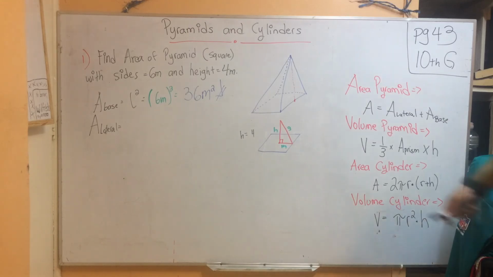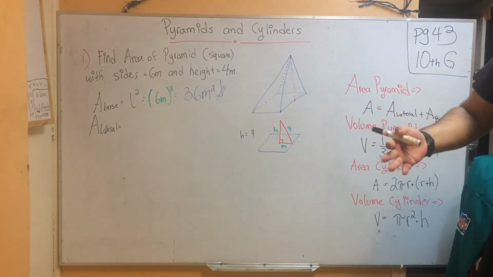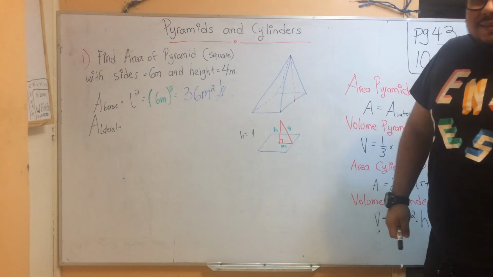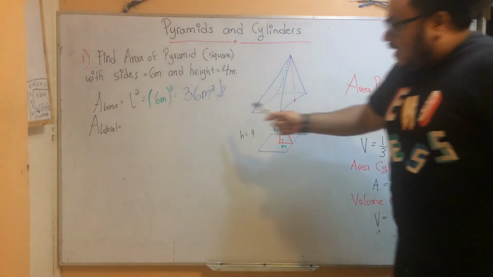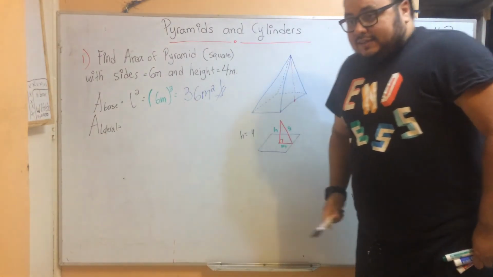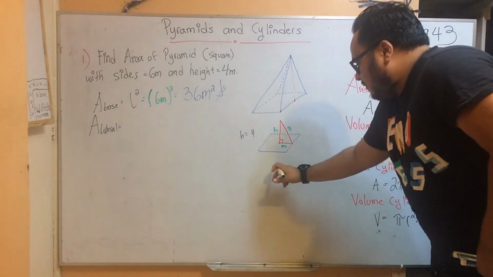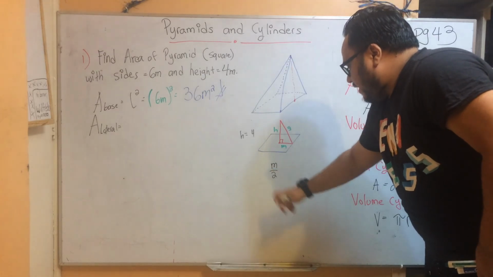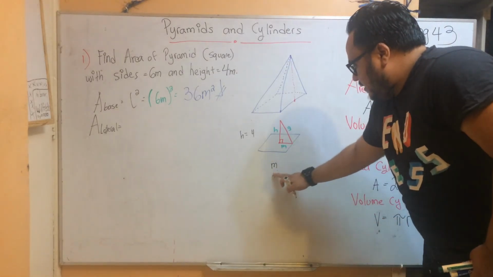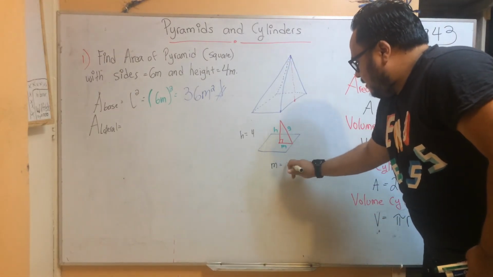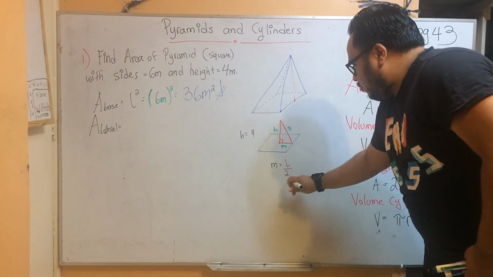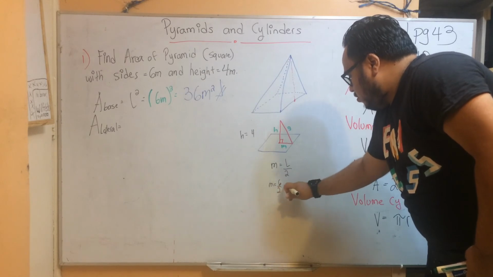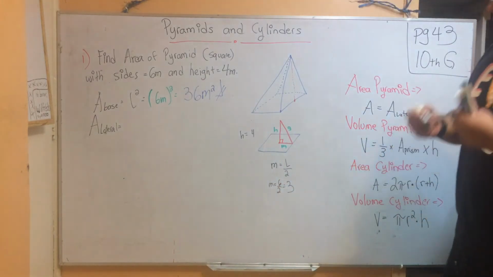Now, how do we find M? M is easy. Because this is one of the sides of the square base. So if we know that the side of the square base is 6, how much is M? M is the half of the side. Sorry. M is going to be the side divided by 2. And we know that the side is 6 divided by 2. So we know that M is 3.